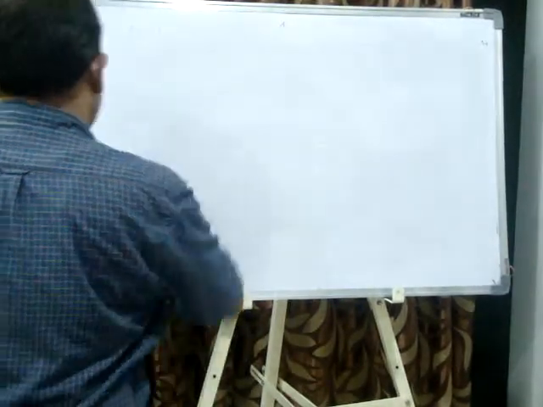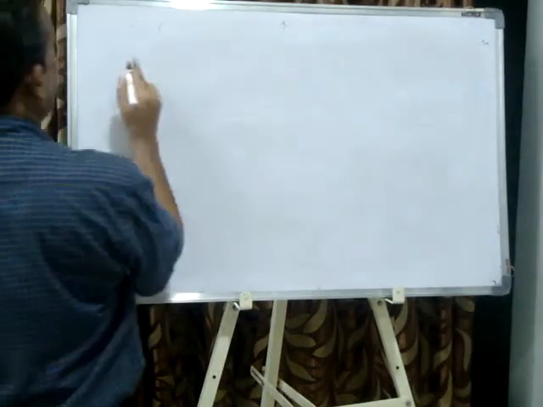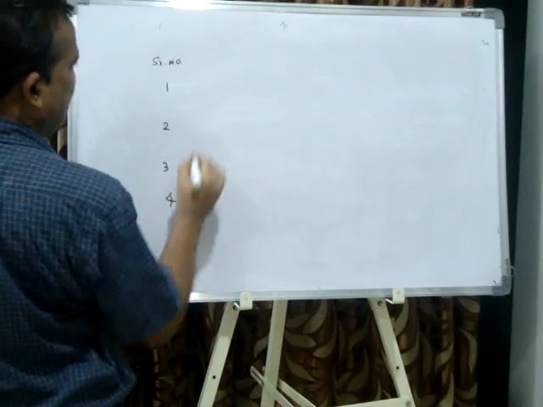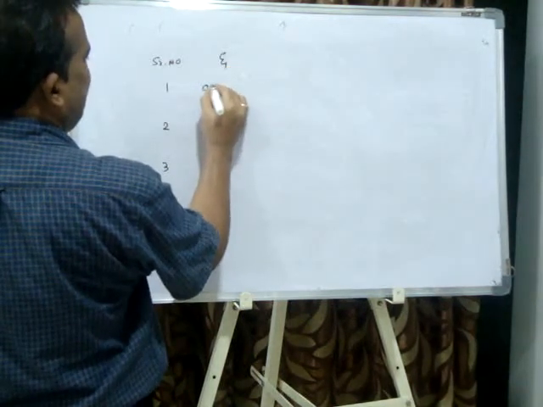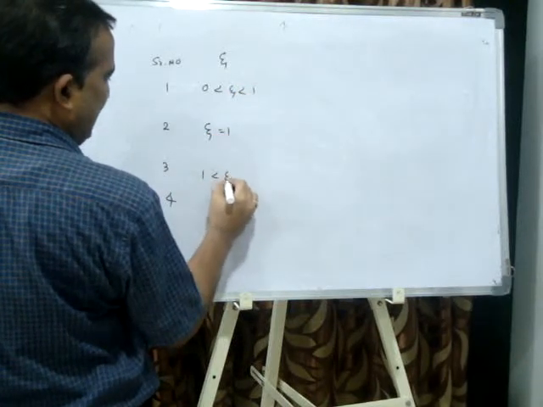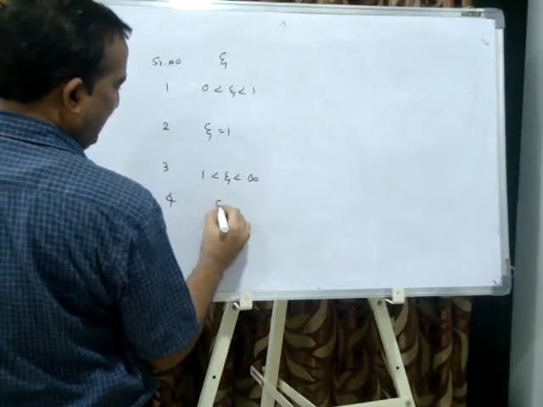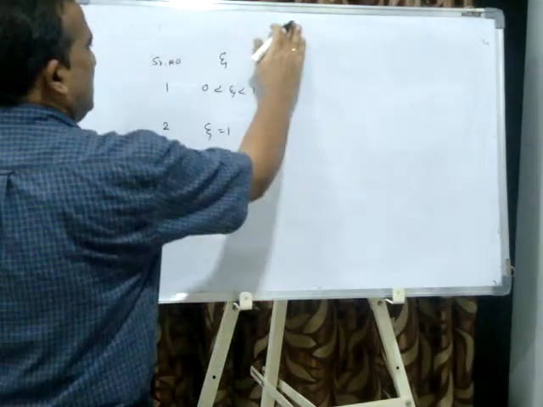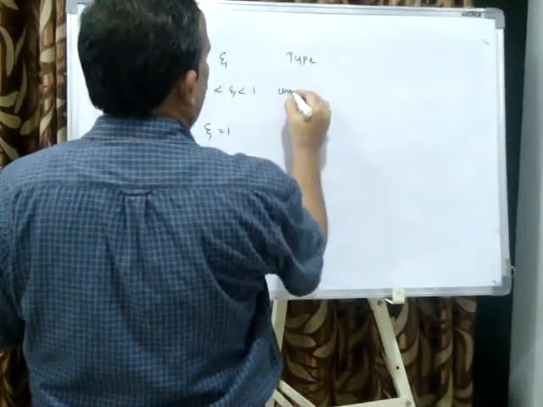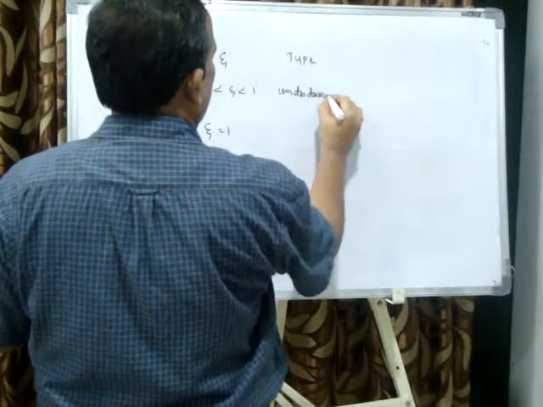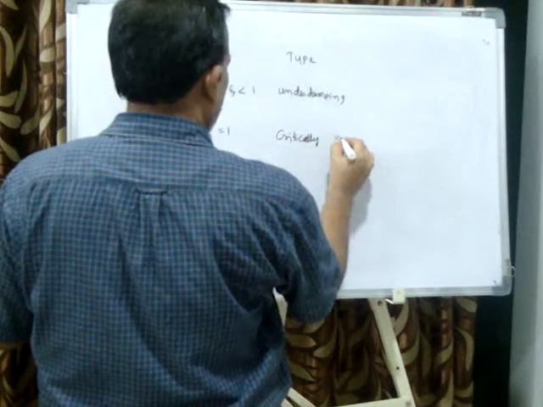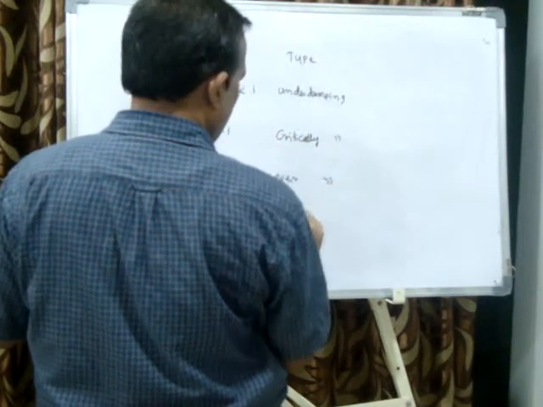So the serial numbers 1, 2, 3, 4, four cases. Zeta in this case is less than 1, in this case equal to 1, in this case greater than 1 and less than infinity, and here zeta is equal to 0. The types of damping are called underdamping, critical damping, overdamping and undamping.